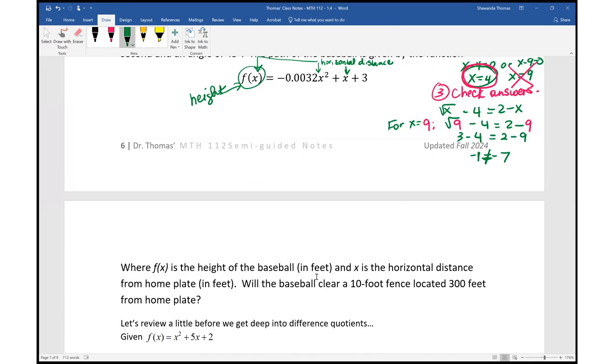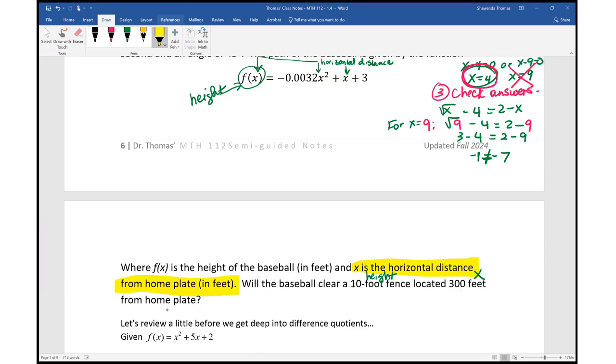Will the baseball clear a 10-foot fence? Sounds like a height to me. This really does sound like a height. 10-foot fence located 300 feet from home plate. Sounds like an x to me. Because if you notice here, x is the horizontal distance from home plate in feet. So that x must be 300 feet.